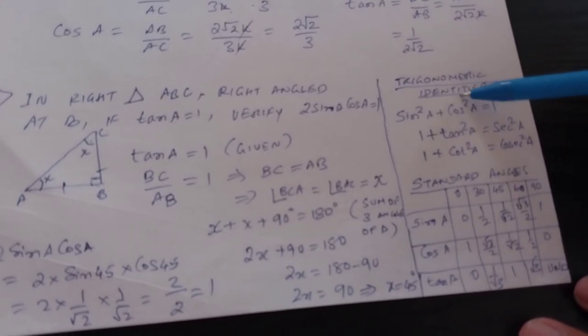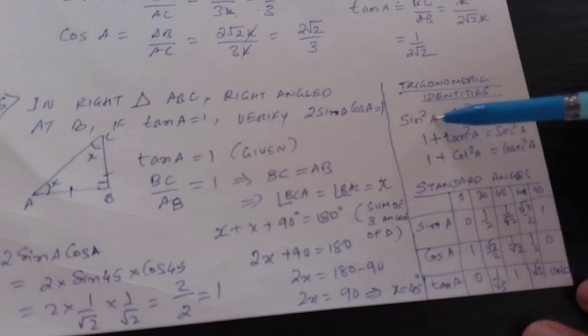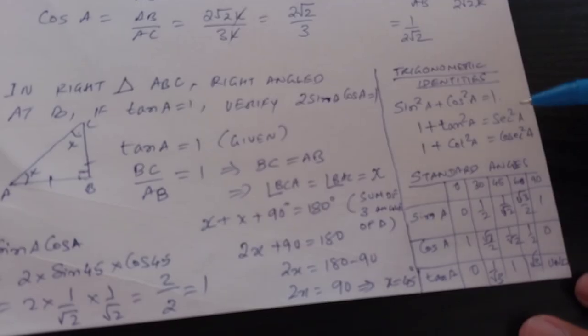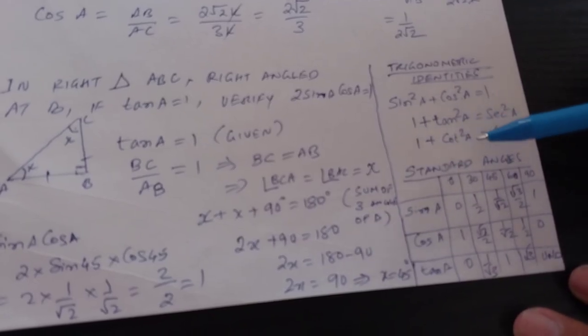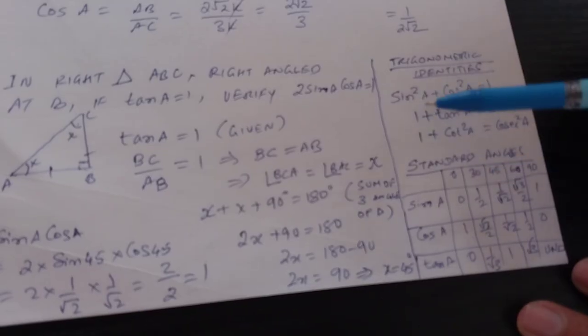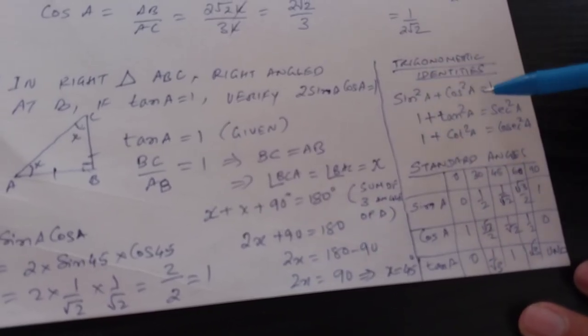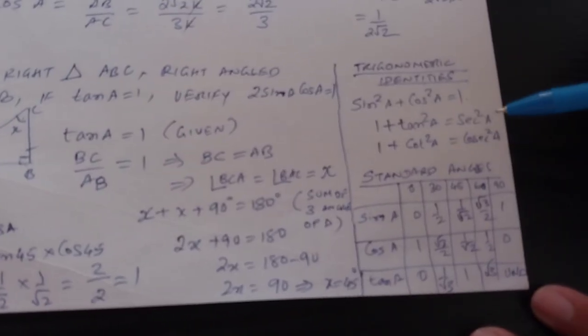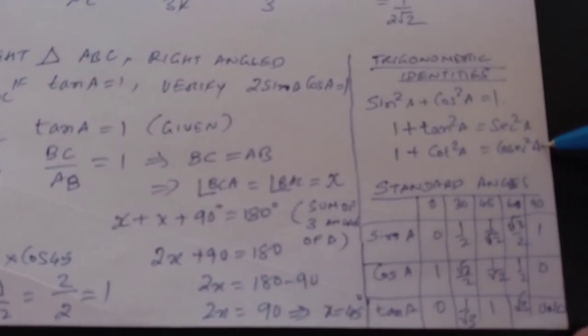So what are the trigonometric identities? It is sine squared A plus cos squared A equal to 1, 1 plus tan squared A is secant squared A, and 1 plus cot squared A is equal to cosecant squared A. These things you always have to remember. You can learn these by heart.